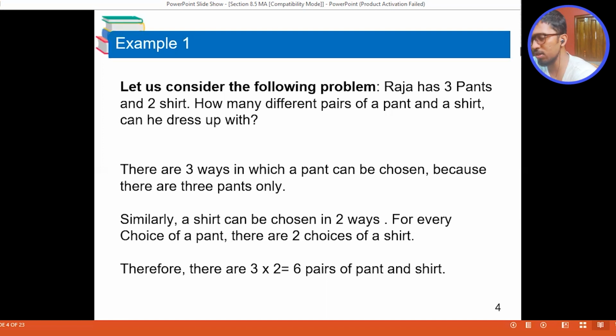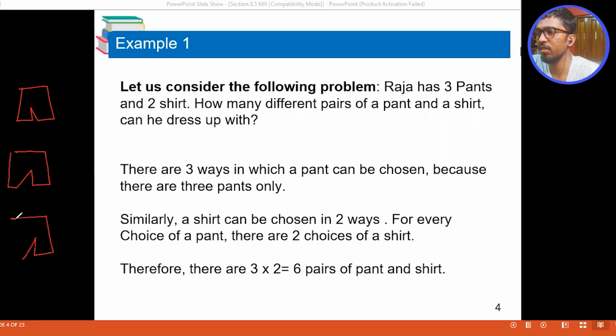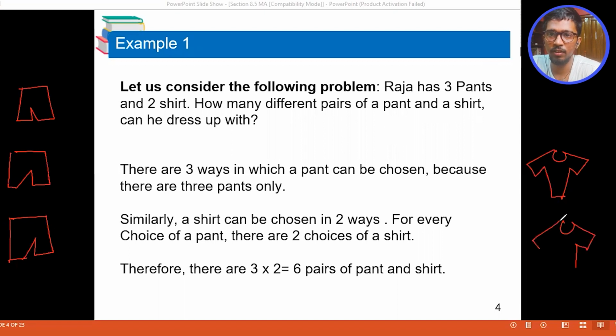Let me draw a picture for you here. Raja has 3 different pants: this is pant number 1, this is pant number 2, and this is pant number 3. And we have shirts: this is shirt number 1, and this is shirt number 2. Now every pant I can pair up. Pant 1, P1, I can pair up with S1 and S2. So 2 ways I can pair them up.